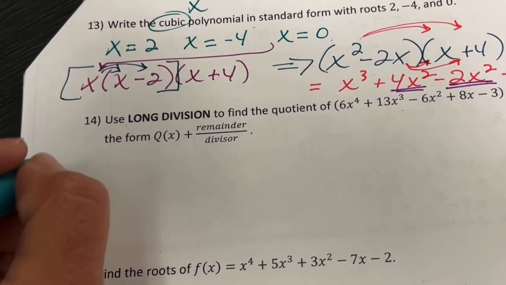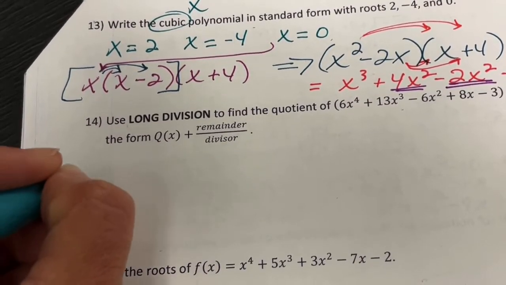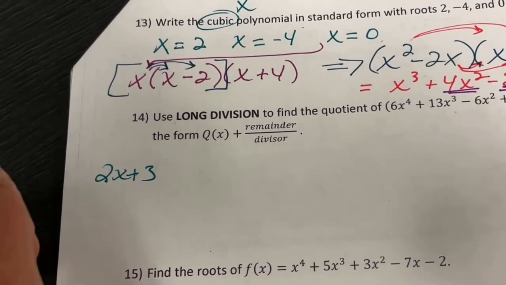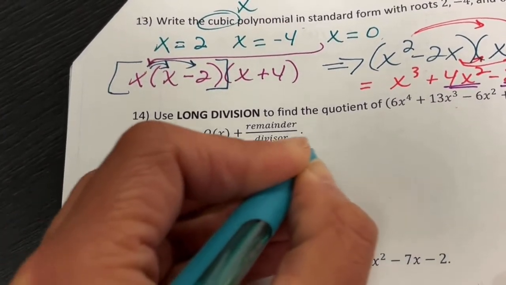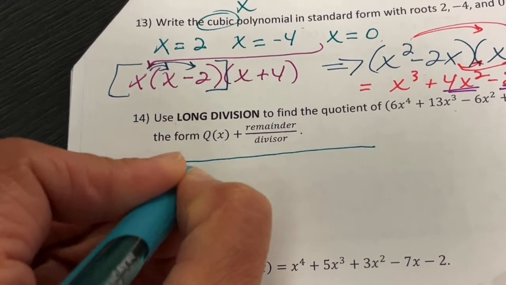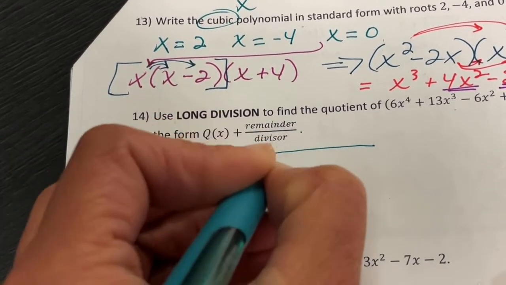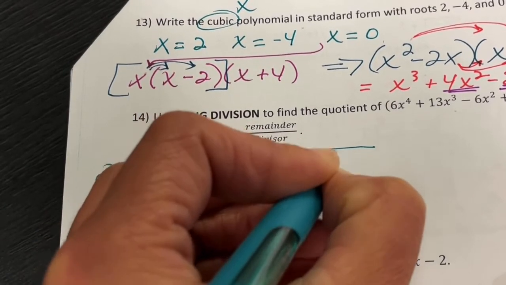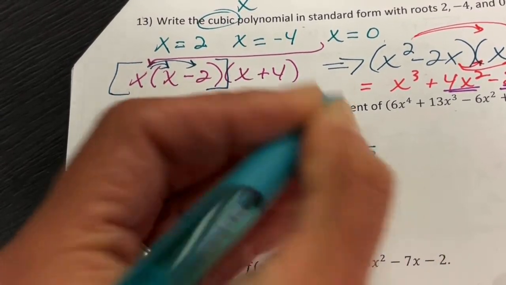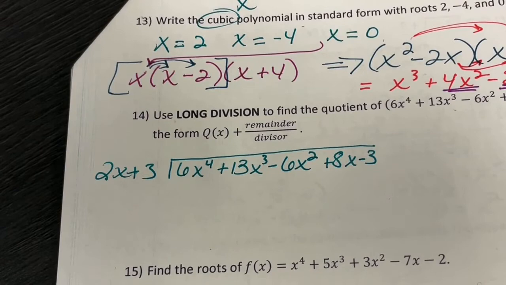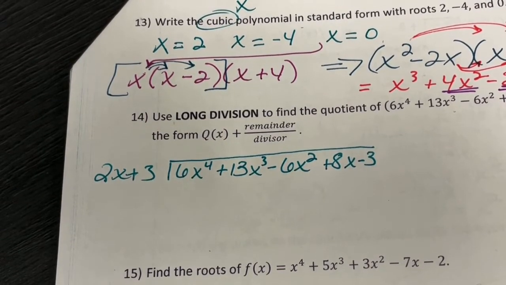All right, so that's my divisor, so that goes out front. That's a 2x plus 3 that goes out front. And then in the box is what I'm dividing into: 6x to the 4th plus 13x to the 3rd minus 6x squared plus 8x minus 3. All right, so now let's start this off.